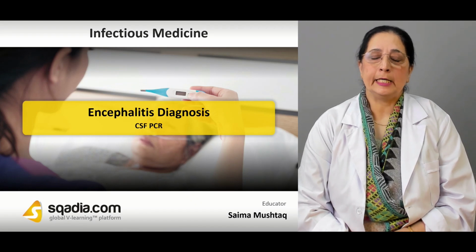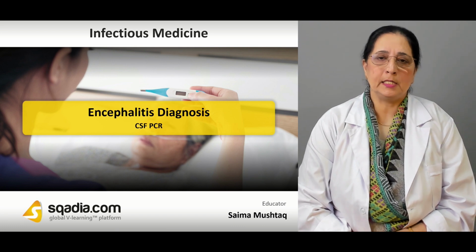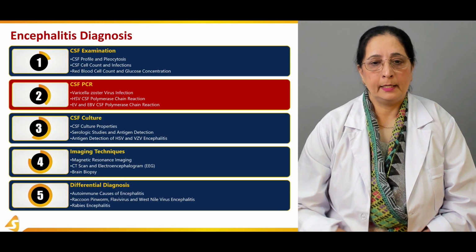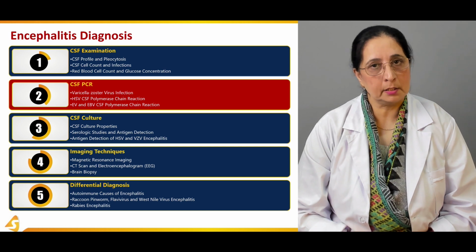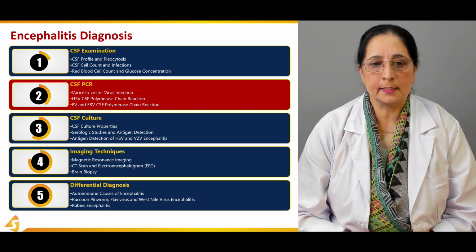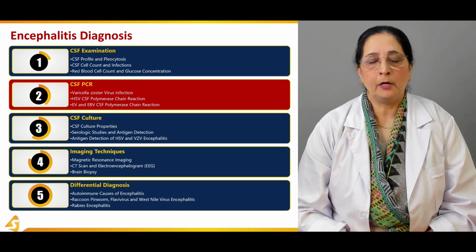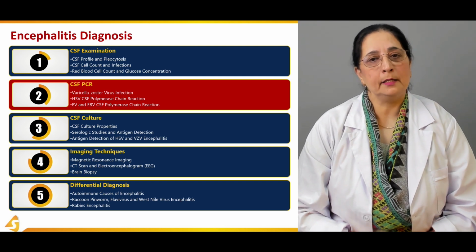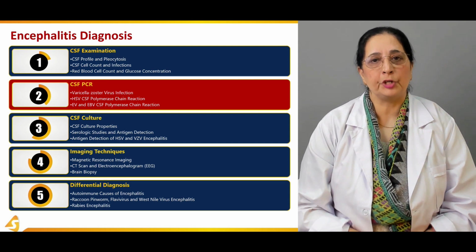Now in the second section, we will talk about the CSF PCR, which is the polymerase chain reaction. In this, we will specifically talk about the varicella-zoster virus infection, herpes simplex virus CSF polymerase chain reaction, and also we will talk about the EV and Epstein-Barr virus cerebrospinal fluid polymerase chain reaction.